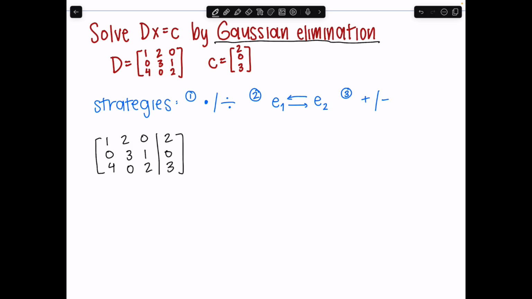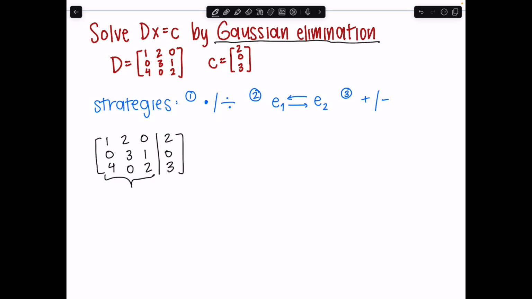So the process of Gaussian elimination will be trying to get this left side down to reduced row echelon form. If you recall, reduced row echelon form is a simplified standard form of a matrix where all 0 rows are at the bottom, every leading non-zero entry or pivot is 1, and each pivot is the only non-zero entry in its column. The way that we achieve this is by using these 3 strategies in combination with each other.